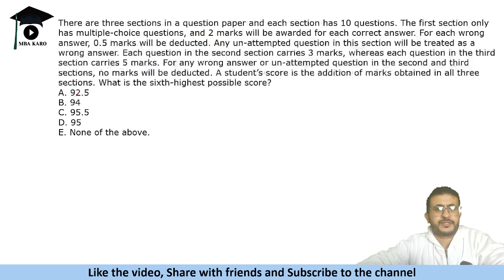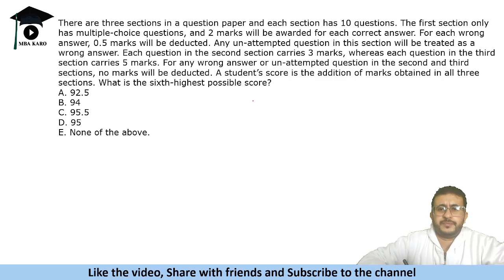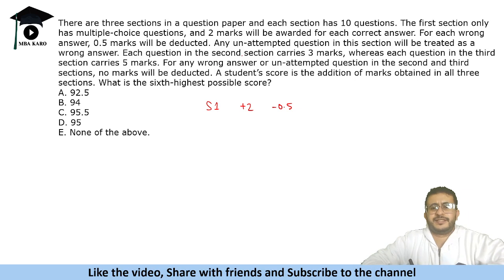Well, let's see the next question. There are 3 sections in a question paper and each section has 10 questions. The first section only has multiple choice questions and 2 marks will be awarded for each correct answer. So section 1 plus 2. For each wrong answer, minus 0.5 marks will be deducted. Okay. Any unattempted question in this section will be treated as a wrong answer.